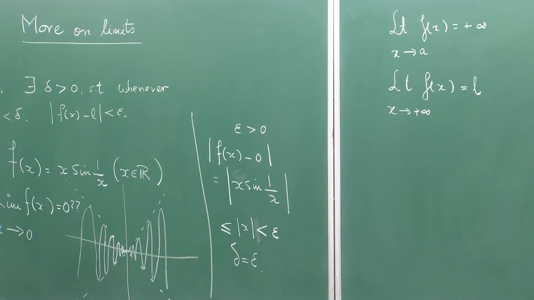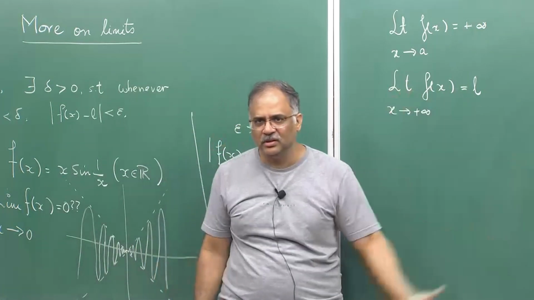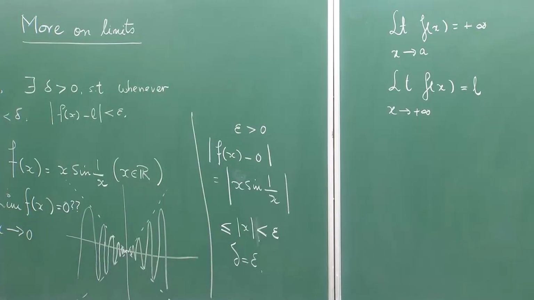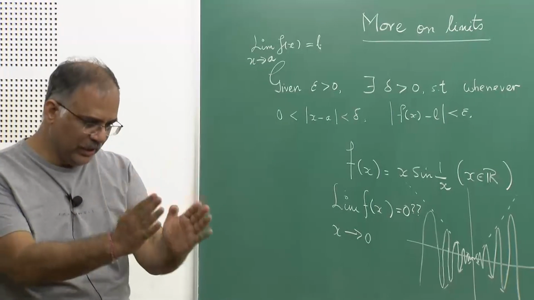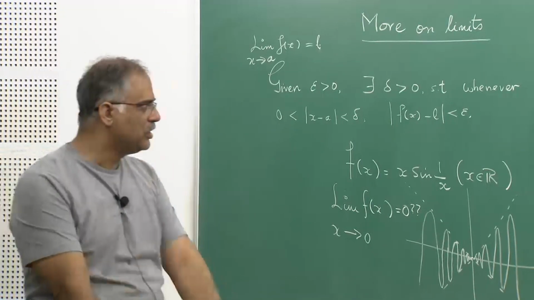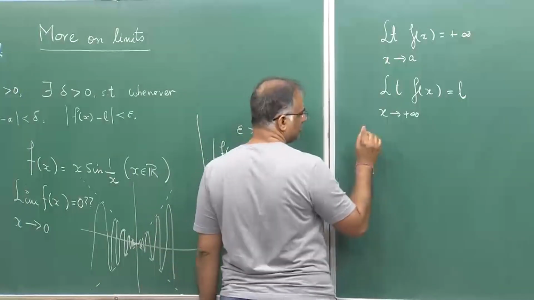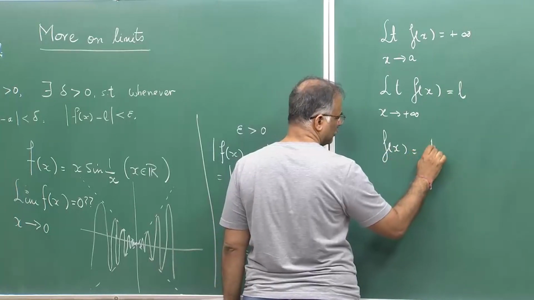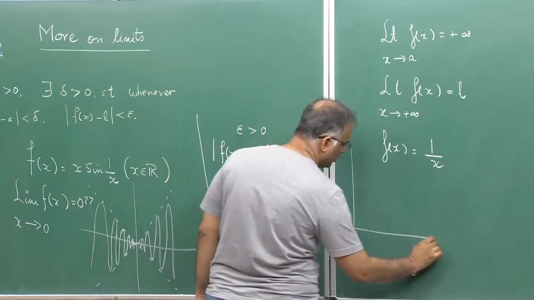It simply means that as the value of x becomes larger and larger and larger, the functional value is going towards L, it is stabilizing gradually towards L. For example, if you take a function, this is a very famous curve, hyperbola.